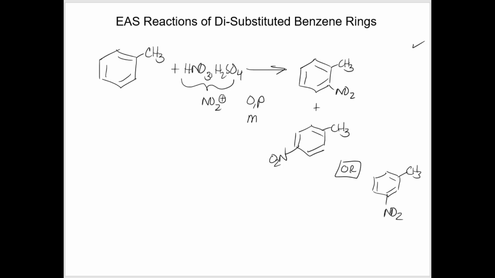Okay, so remember the group on the ring is the director. So what kind of group is a methyl group? It is an activating group, which means it's an ortho-para director. So it's going to direct the nitro group to the ortho and para positions. So the ortho and para products are going to be our major product.